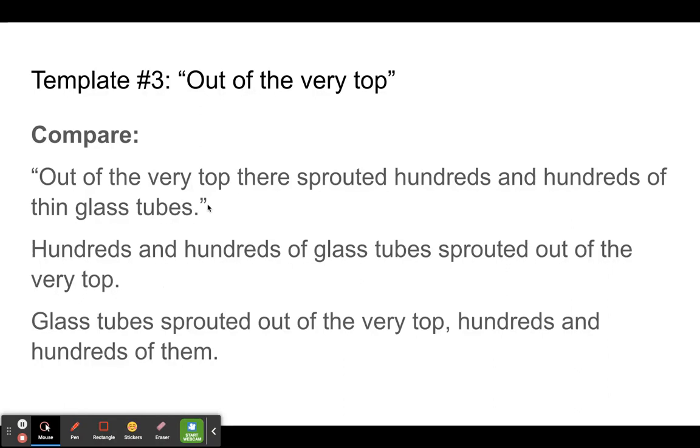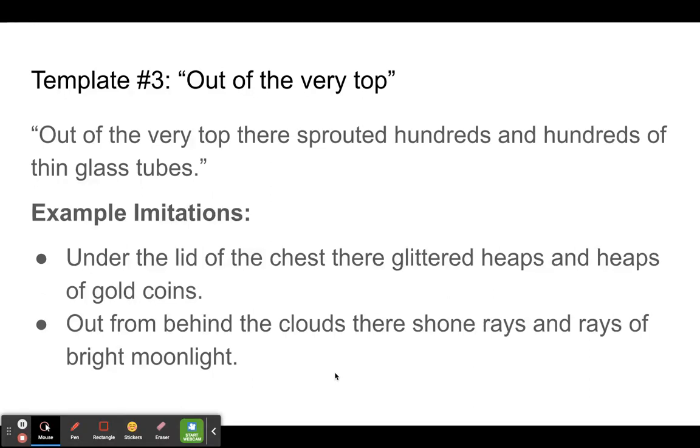And so each way of phrasing the sentence has a different emphasis. Our template sentence is the one that puts what's coming out at the end. So this is a great technique for being able to surprise somebody with the thing that's coming out. Let's look at some examples.